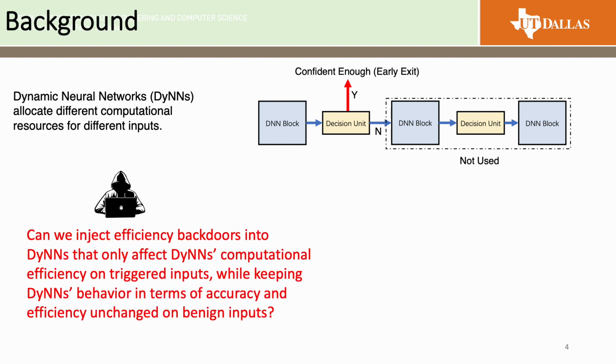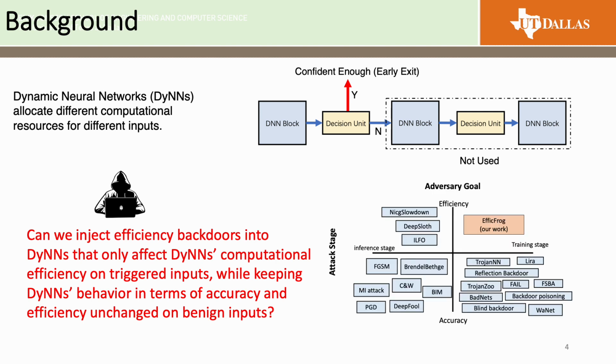Based on this observation, we raise this research question: can we inject efficiency backdoors into dynamic neural networks that only affect dynamic neural networks' computational efficiency on triggered inputs, while keeping dynamic neural networks' behavior in terms of accuracy and efficiency unchanged on benign inputs?